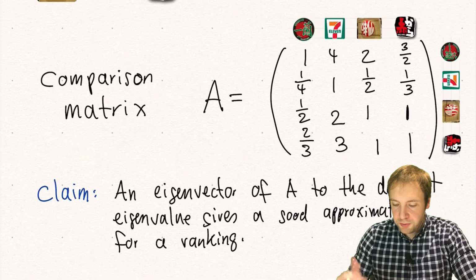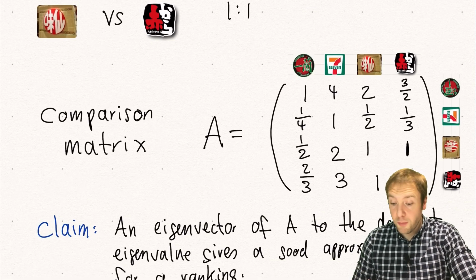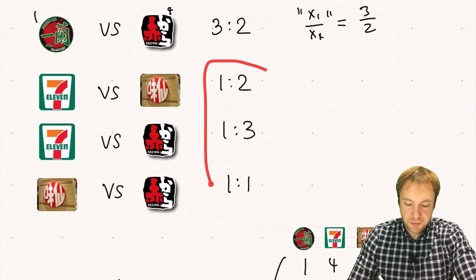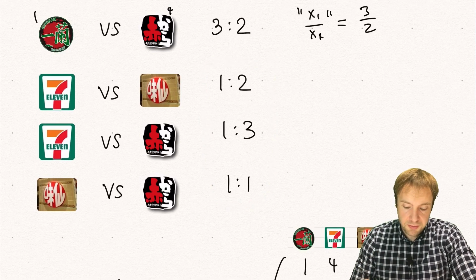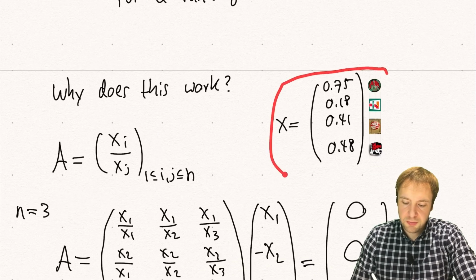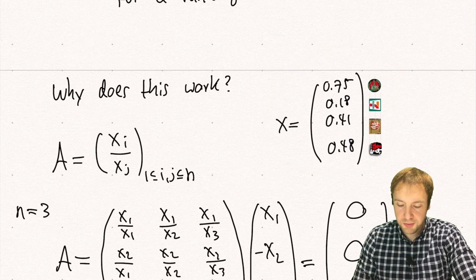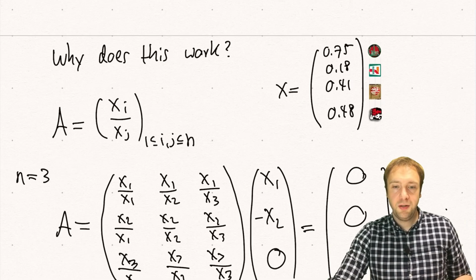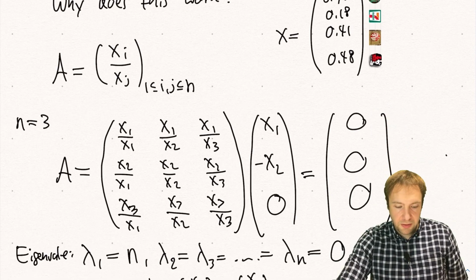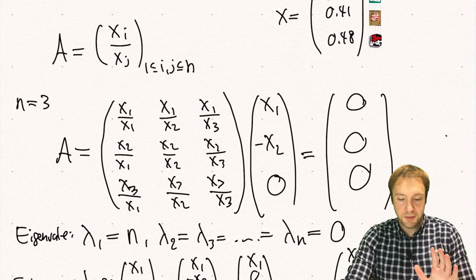But of course, in a real-life application, you would have more objects, and then these inconsistencies are not so clear at all. But still, you will get a good solution for a ranking of your objects. Okay, so this is basically all we do for this application part this week.